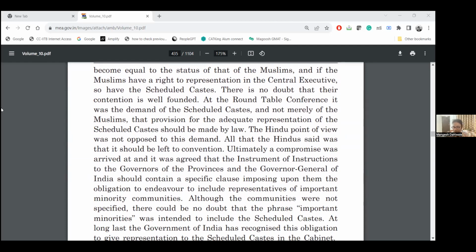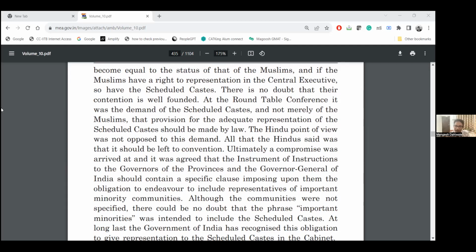And that compromise is, of course, the Poona Pact, isn't it? According to it, the instrument of instructions to the governors of the provinces and the Governor General of India should contain a specific clause imposing upon them the obligation to endeavor to include representatives of the important minorities. So this point of the scheduled castes being minorities has become a very important point. And when the Scheduled Castes Federation lost elections, which it was bound to because of the faulty electoral system, the British were not inclined to give minority status to the scheduled castes. And that was the real fight, because the Congress, which was dominated by the upper caste Hindus, never wanted to give that kind of minority status to the scheduled castes.